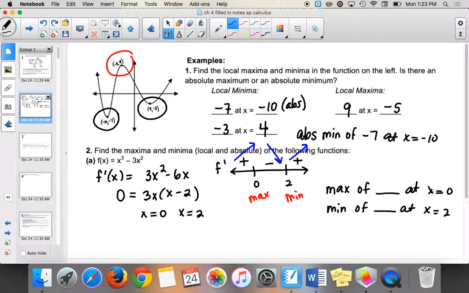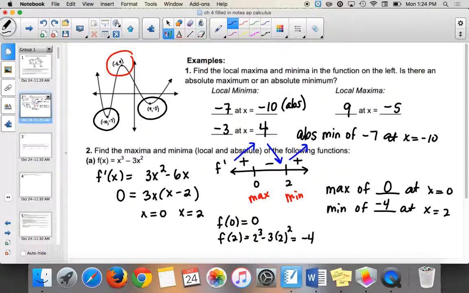So how do you think that I find how high or low they go? Go back into the original, right? So I'm going to do f of 0 and I'm going to do f of 2. What if I made a mistake and plugged them into the derivative? What will I always get? I'll get 0, right? Because I just found where f prime equals 0. Right, so if I plug in 0 to my original, I get 0. If I plug in 2, I get 2 cubed minus 3 times 2 squared, so -4. All right, so I have a max of... So at 0, I have 0, and at 2, I have -4.